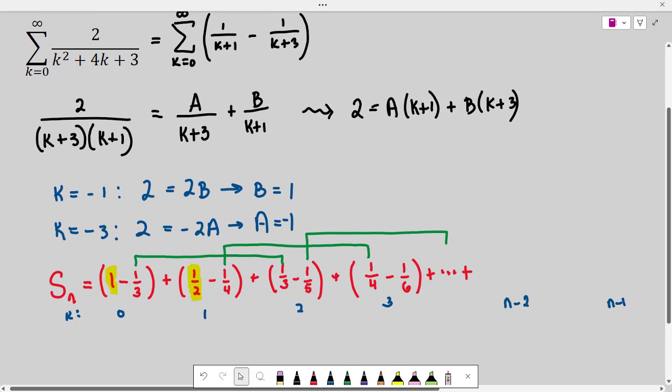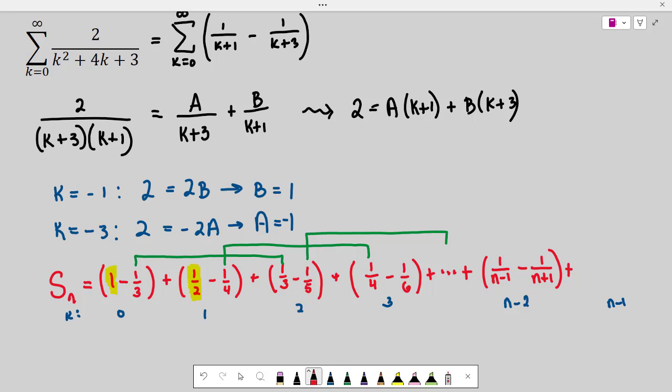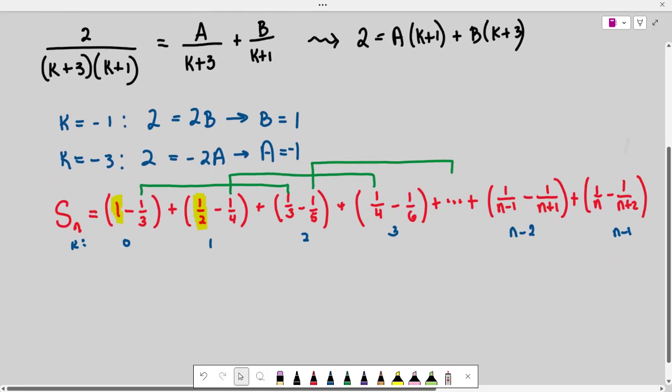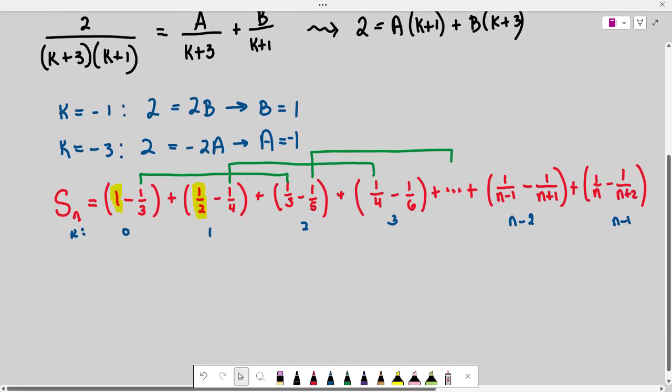All right, so let's plug these k values in. We plug in n minus 2 right there. So n minus 2 plus 1 is n minus 1 in that denominator. Plug in n minus 2 here, so we get an n plus 1. And then the nth term is found by plugging in k equals n minus 1. So it's going to be 1 over n, and then over there, 1 over n plus 2. So that is S sub n, the sum of the first n terms.